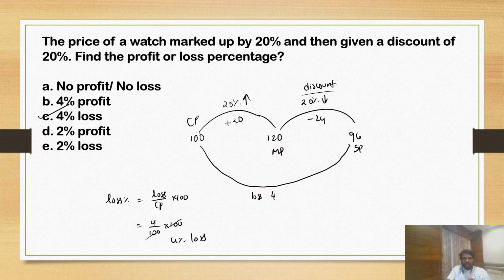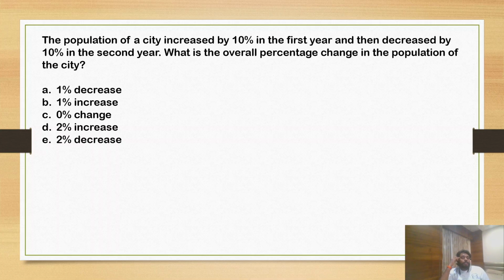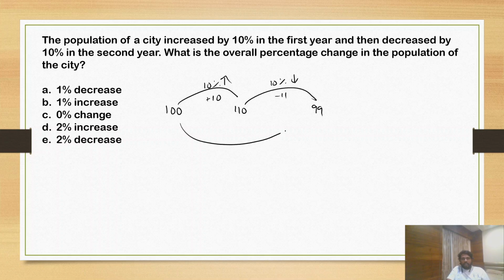Okay, let us see the next question. The population of a city increased by 10% in the first year and then decreased by 10% in the second year. What is the overall percentage change in the population of the city? Same case, let's say the population initially is 100. 10% rise, so 10% of 100 is 10, and it becomes 110. Later, a 10% decrease: 10% of 110 would be 11, so 110 minus 11 would be 99. So overall it is a decrease of 1%.